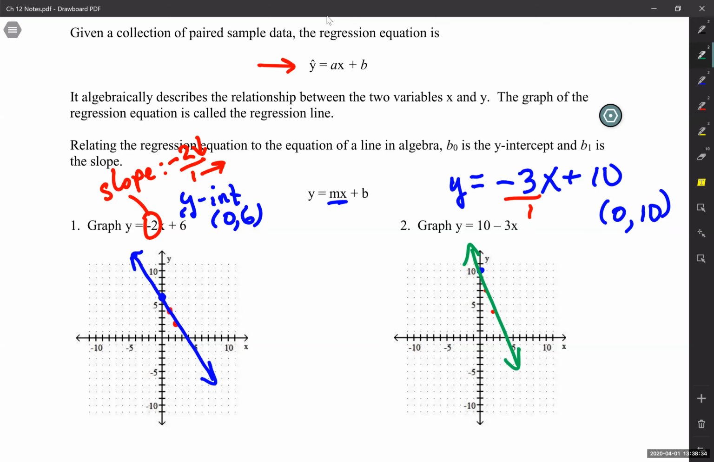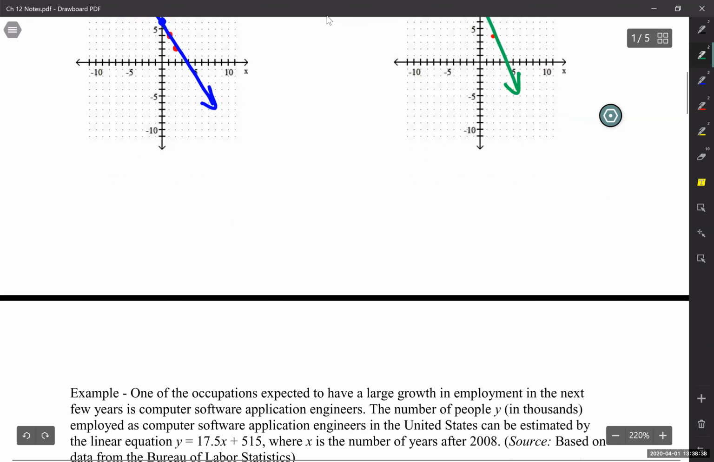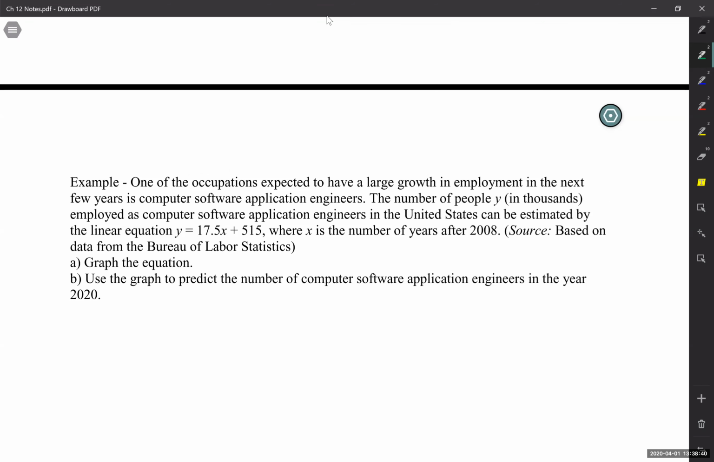Okay, so how does this relate to statistics? I know this is a huge jump from the hypothesis testing.